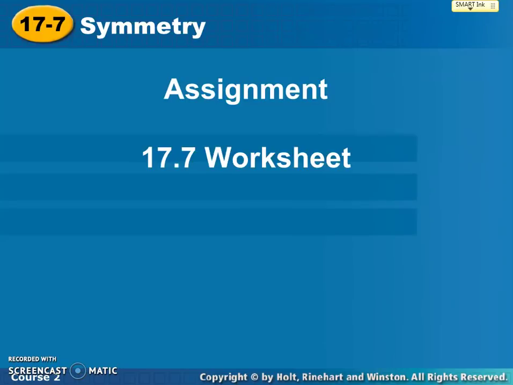Your assignment is going to be the 17.7 worksheet. Be sure that when you divide the figures into symmetry, you do all of that and you show your lines of symmetry. You show that on both the rotational symmetry and identifying line symmetry.